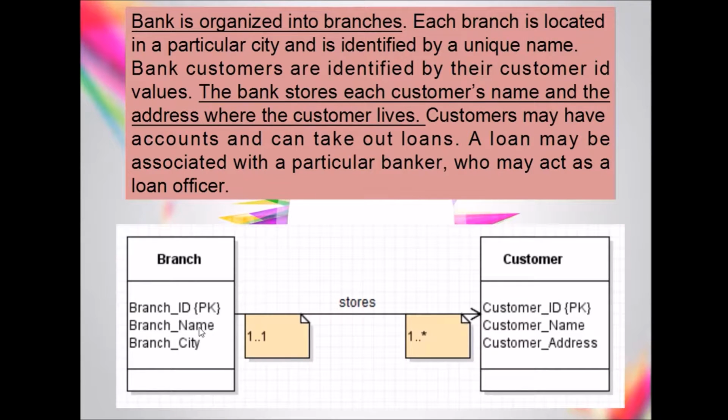So the relationship will be with branch, so that a branch can have many customers, it is one to many, can store many customers' details, and one customer can have one branch only to store their details.